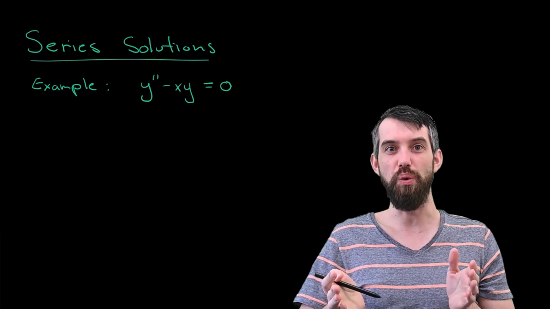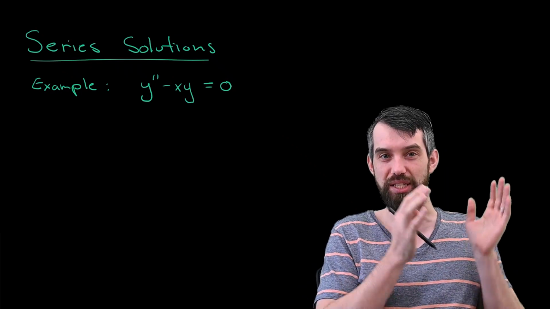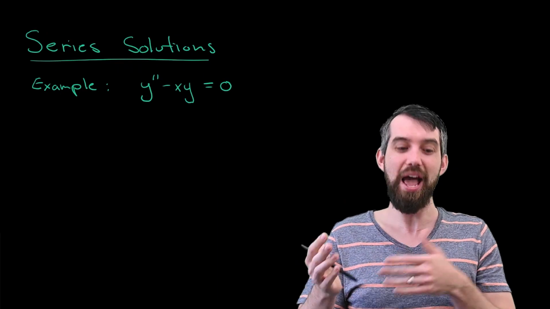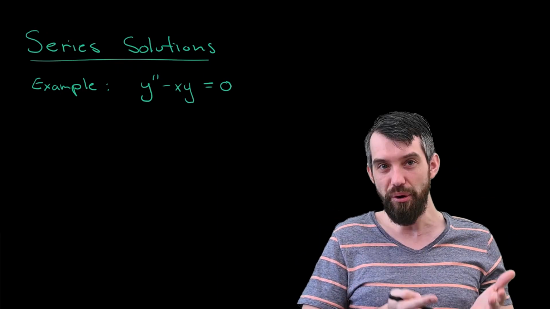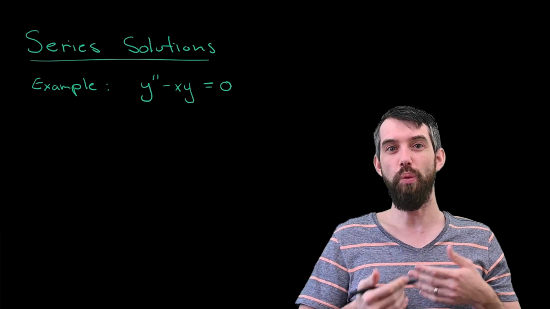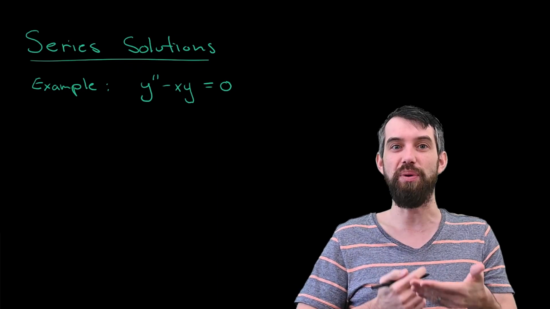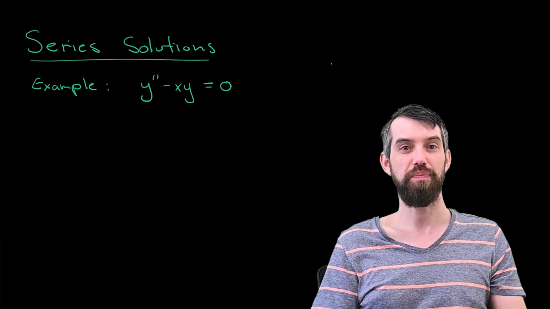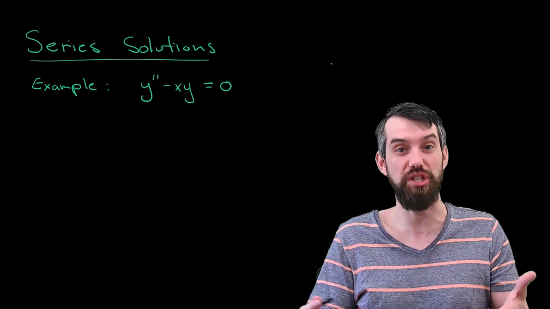In this video, we're going to talk about how to use a series solution to solve a differential equation. In particular, I have a famous equation called Airy's equation, y double prime minus xy is equal to 0. And what we're going to work through in this example is how to use a series solution to find the answer.